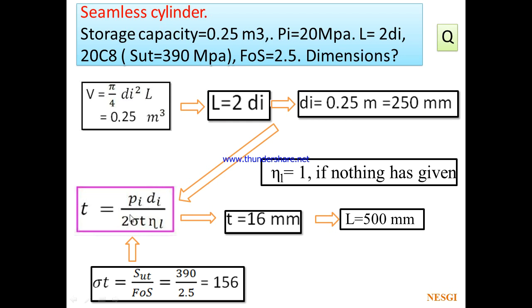Suppose if you substitute Di value in mm, you will get thickness in mm. So substitute in this equation, always substitute pressure and stress in terms of Newton per mm square, and Di in mm, then you will get the thickness in mm. So thickness is equal to 16 mm.